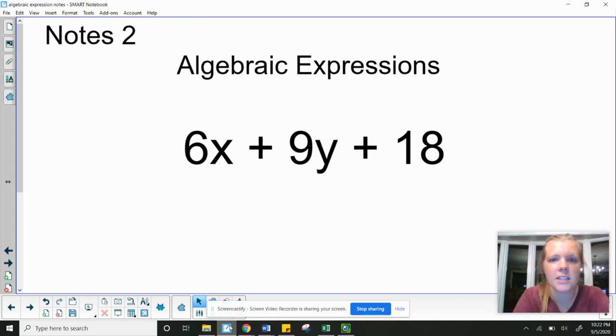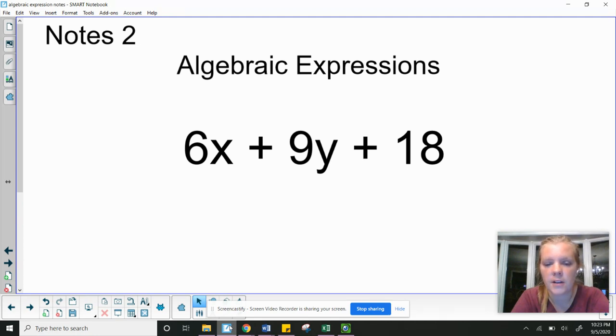Hello, today we're going to take notes 2 called algebraic expressions. If you can please write down that expression in your notebook. Make sure again that at the top of your page it says notes 2 and the title algebraic expressions. This is an example of an algebraic expression.